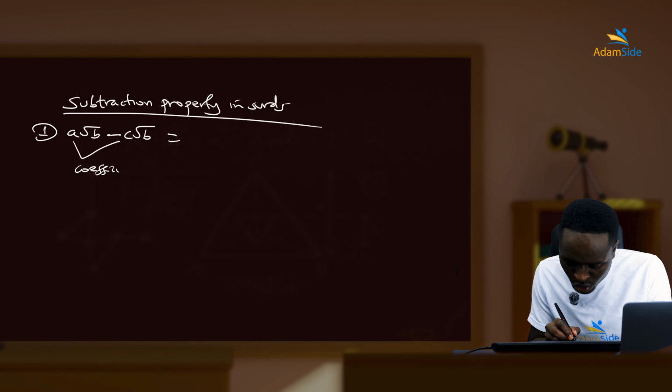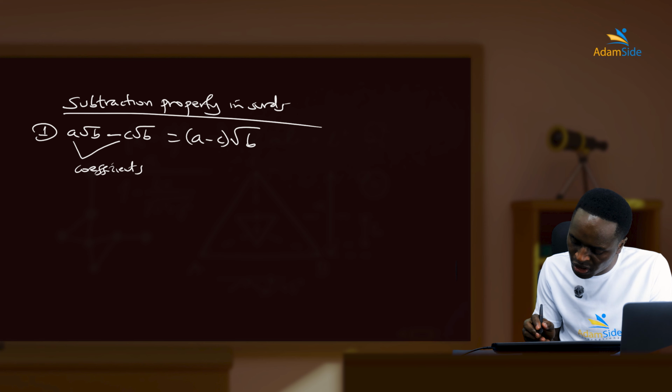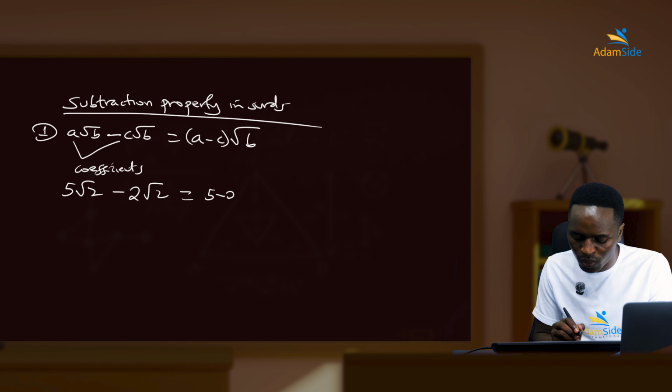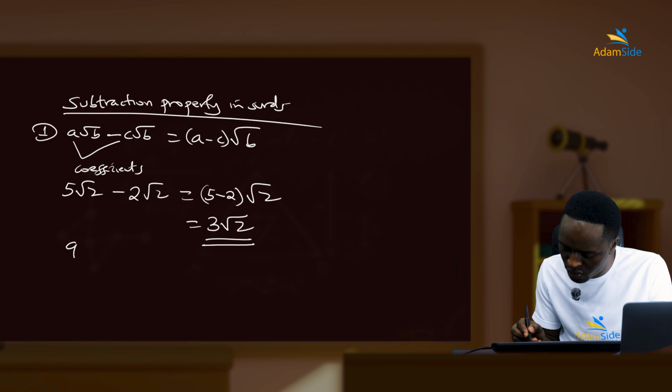You subtract the coefficients, a minus c, and keep the surd the same. For example, let's say 5 root 2 minus 2 root 2. What do you do in that case? You say 5 minus 2 and then keep root 2. Then your answer will be 3 root 2.